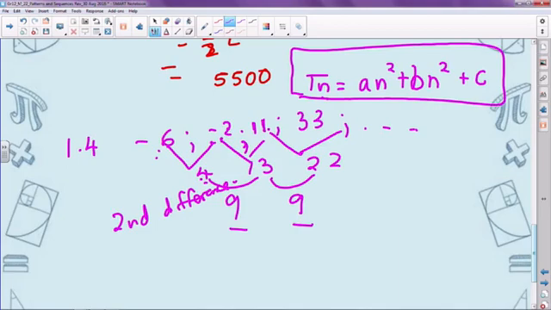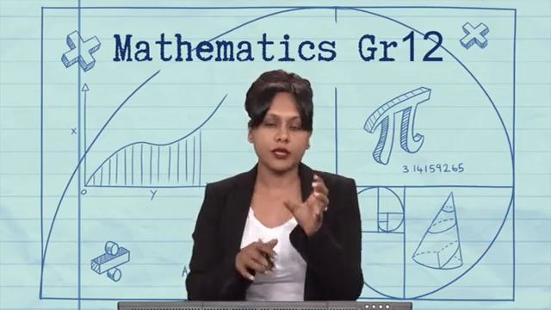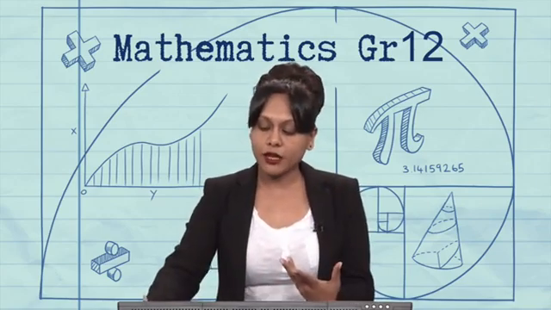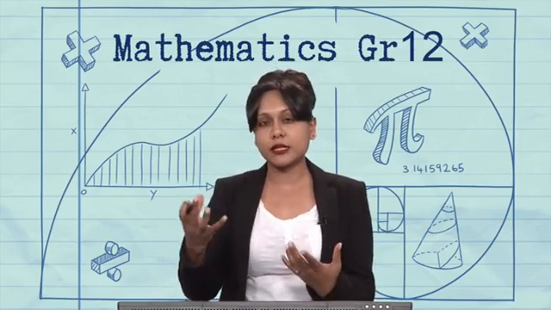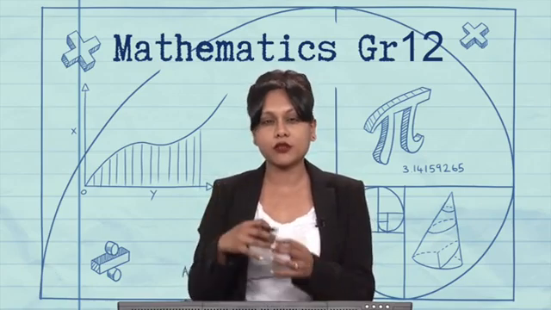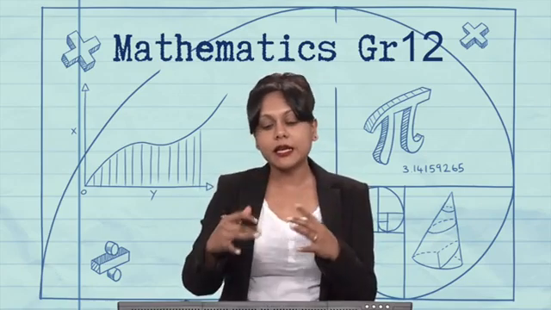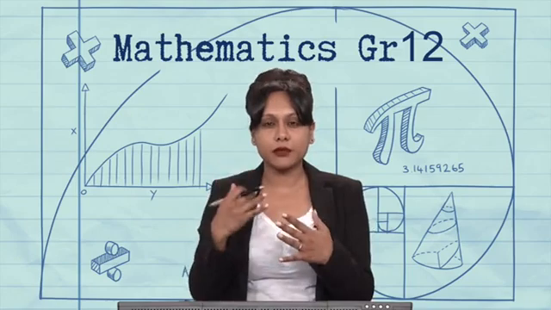In that general term, we see that we need to work out the values for a, b, and c. How do we do that? Well, let's start with a. Now, one of the things you'll have to remember when working with quadratic sequences is that to work out the value for a, it's your second difference divided by 2.